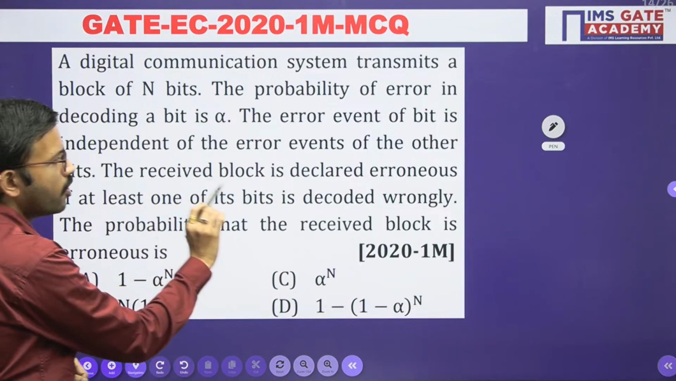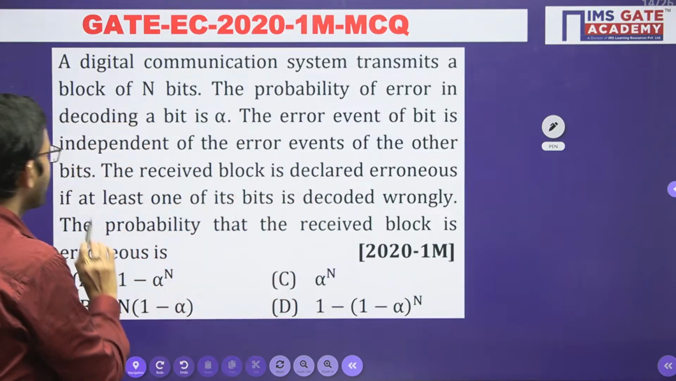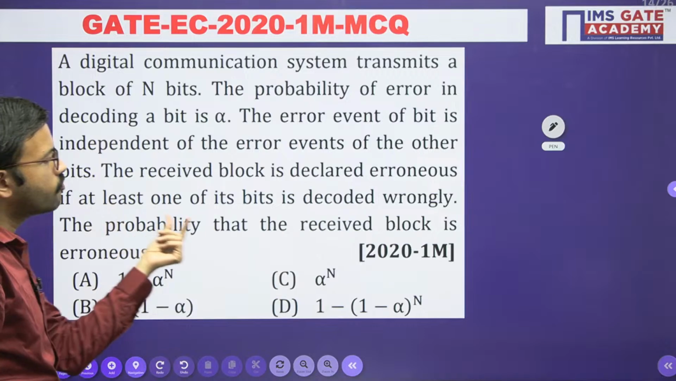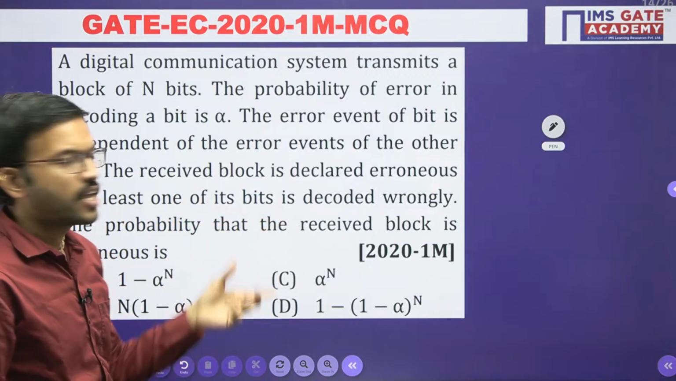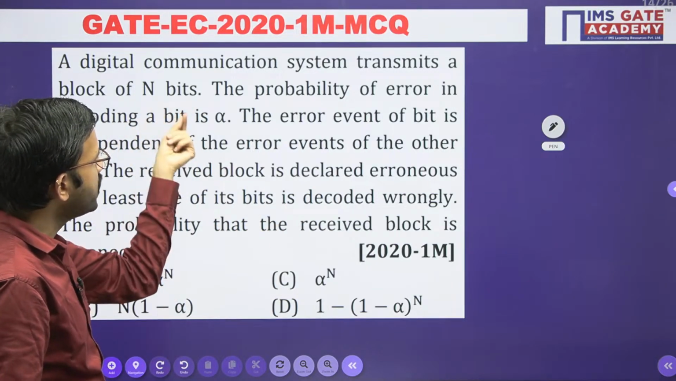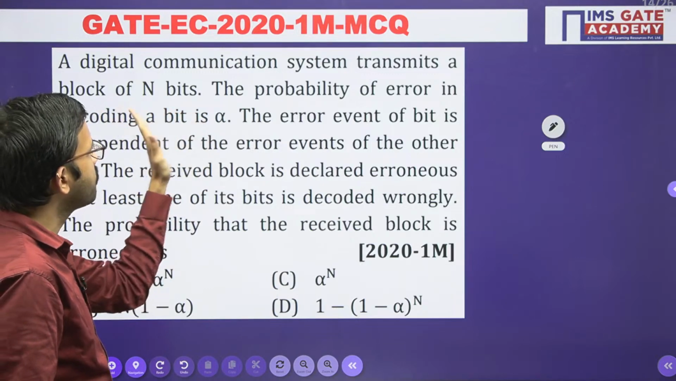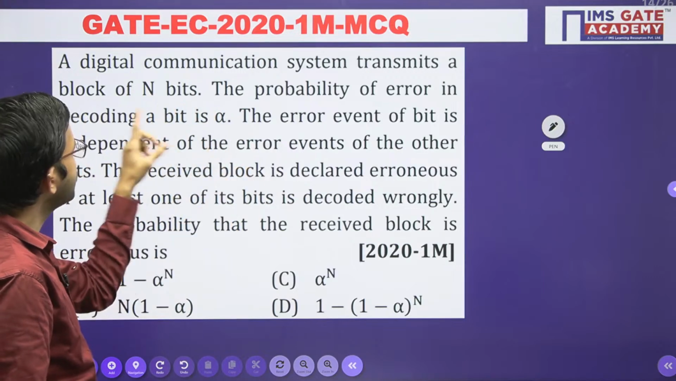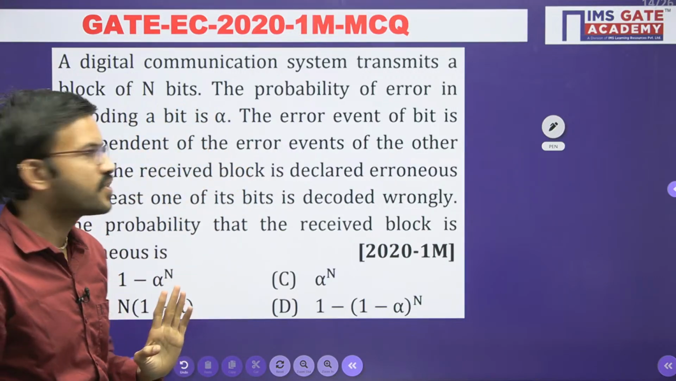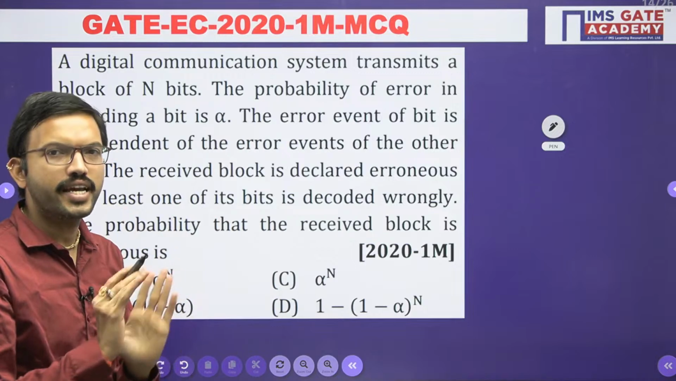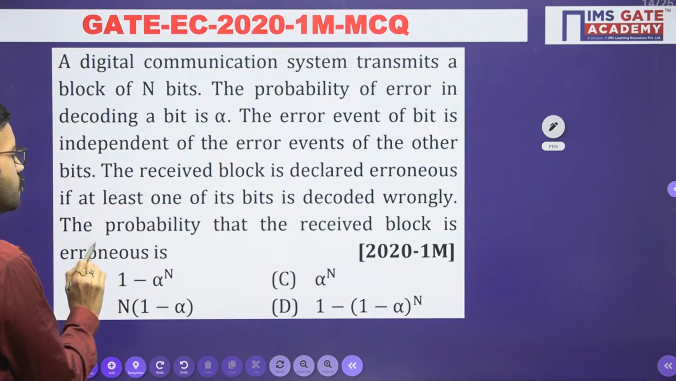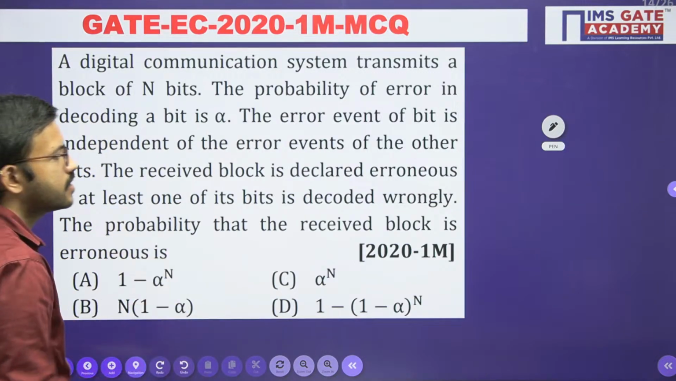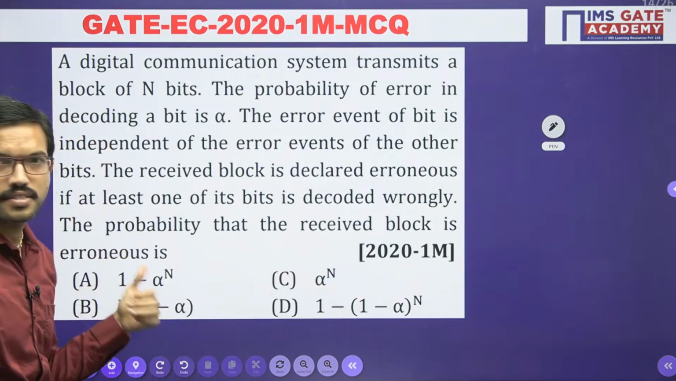The received block is declared erroneous if at least one of its bits is decoded wrongly. Among these n bits, even if 1 bit or 2 bits or 3 bits, even if at least 1 bit is in error, they have declared the entire block as having error, that is the error block, right? Now the question is the probability that the received block is erroneous, right?